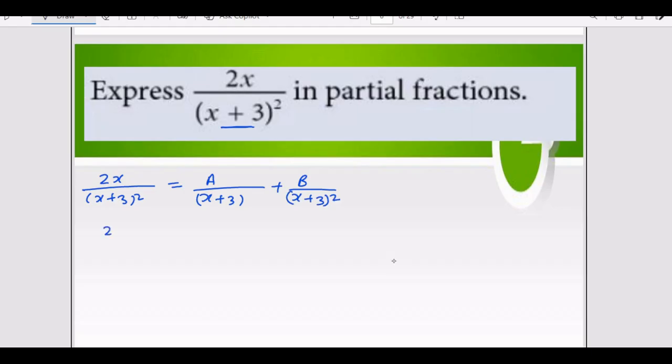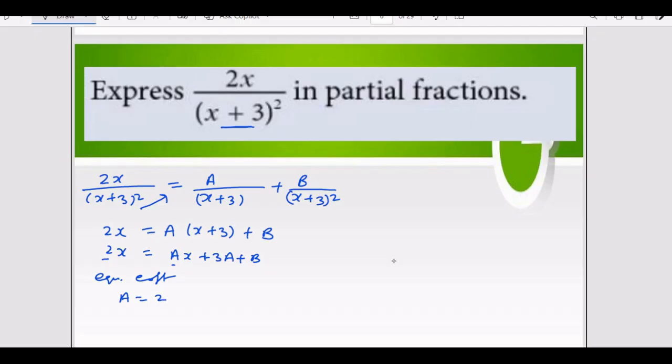So now the cross multiplication: 2x, we are going to multiply this on the other side. So this is going to be a into (x + 3) plus b. Now equating the coefficients, it's easy here. Ax plus 3a plus b, right? So here the coefficient of x is 2 and a is the coefficient of x. So equating coefficients, I got a is equal to 2.